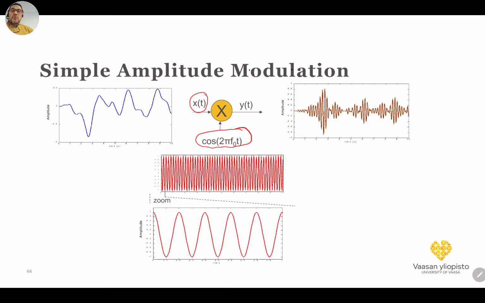You can see here this is the cosine, so it has a very high frequency, but I made a zoom here to show that it is just a sinusoid signal, as you can see here. And now after this multiplication, we have the modulated signal y of t, which is shown here.